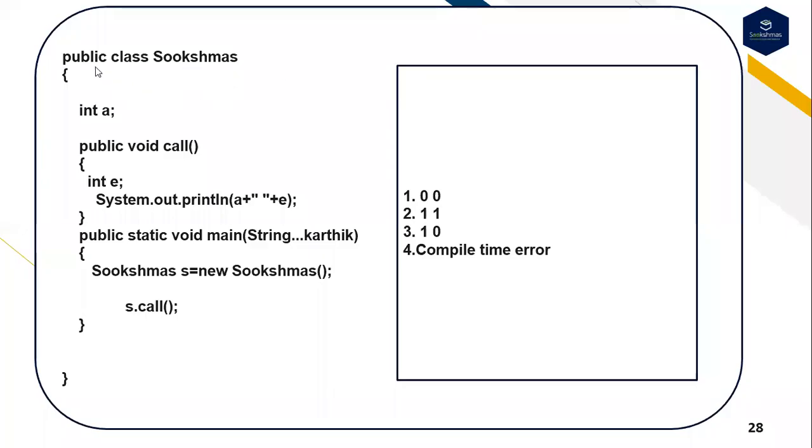This is the third question. Public class Sukshmas, int a. Public void call, int e, System.out.println of a and e. I'm trying to print the values. Public static void main, String args. Sukshmas s is equal to new Sukshmas. I have created the object for the class, s.call. I'm calling this method. Predict the output of this code. These are the following options. First one is 0, 0, the second one is 1, 1, third one is 1, 0, and fourth one is compile time error. You can pause this video and predict the output of this code.